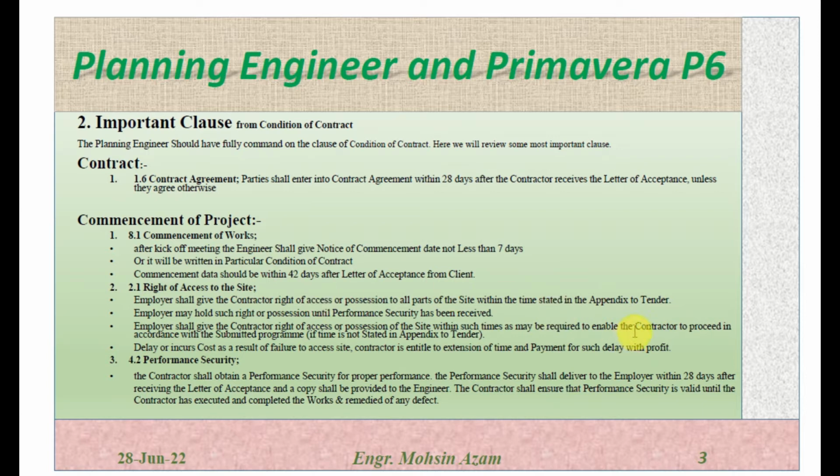We already discussed what the components of the appendix to tender will be in the previous lesson. The employer may withhold such right or possession until the performance security has been received. As we discussed before, the contractor should give the performance security bond, which is the security of the contract, to the client. If it is delayed, the employer can also withhold the right of access to the site.